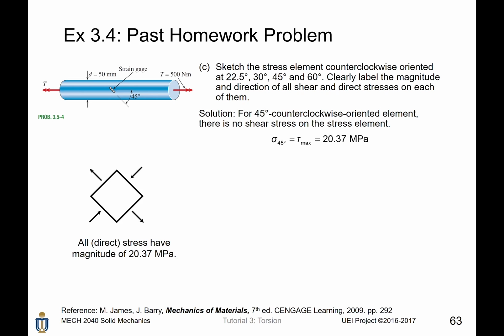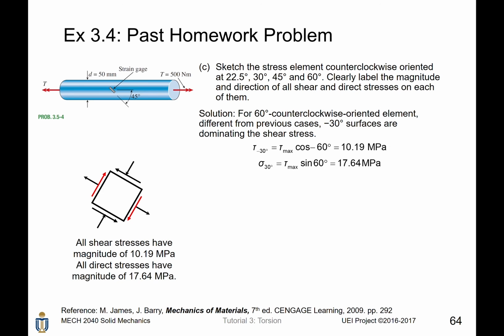45 degrees is a rather special case. In this case, there is no shear stress acting on it. There is only the axial stress, and as discussed before, for the positive torque, it is tensile in this direction, while it is compressive in this direction. All the stresses in this figure have a magnitude of 20.37 million pascals.